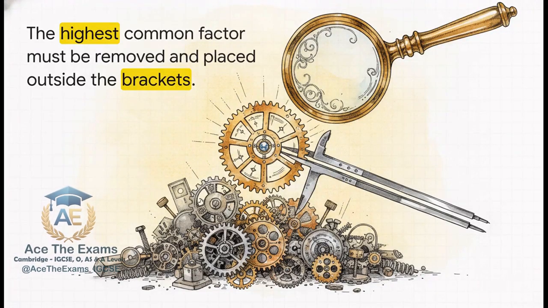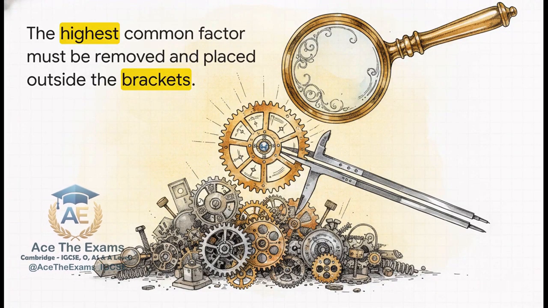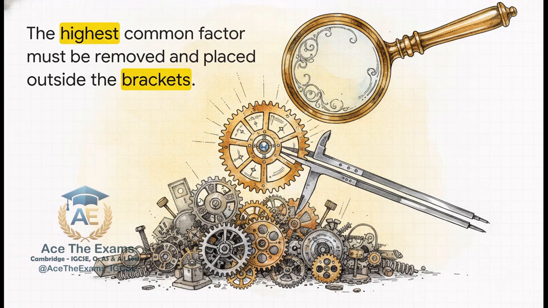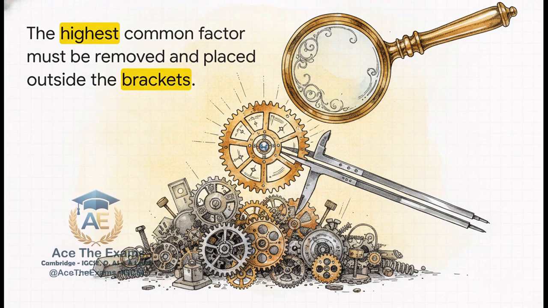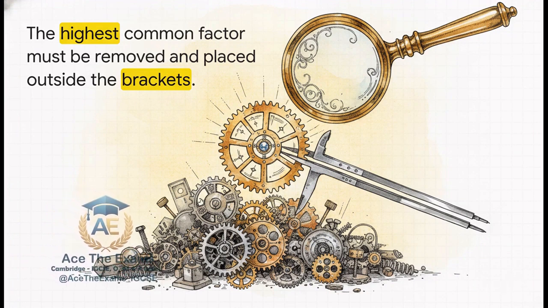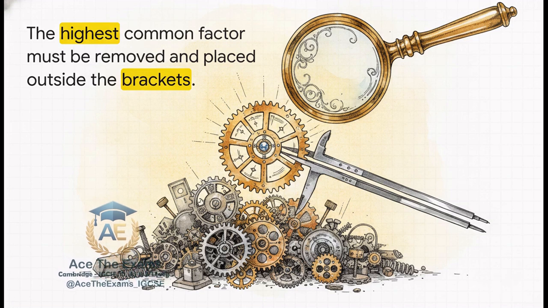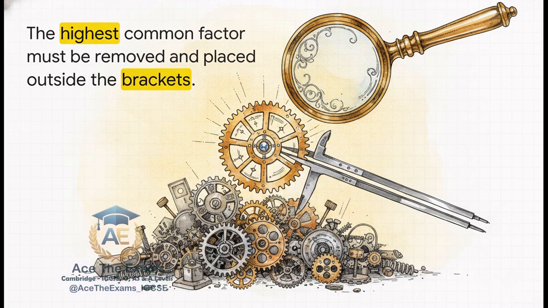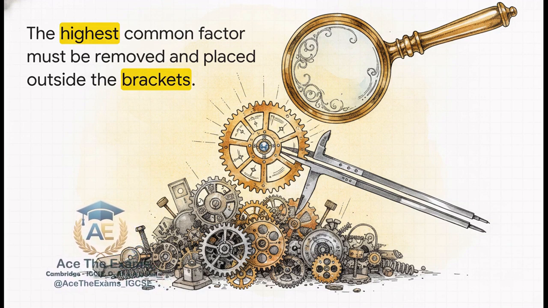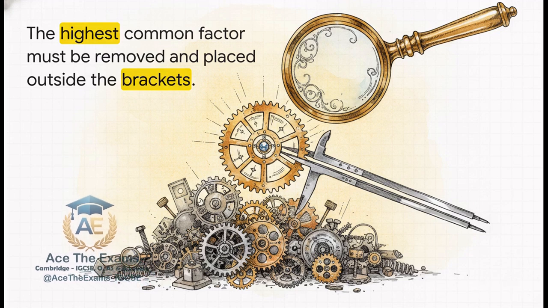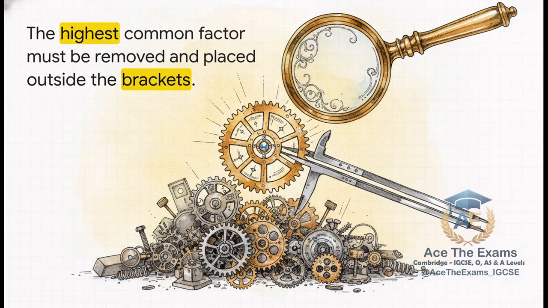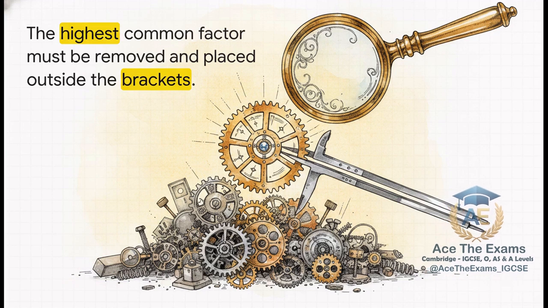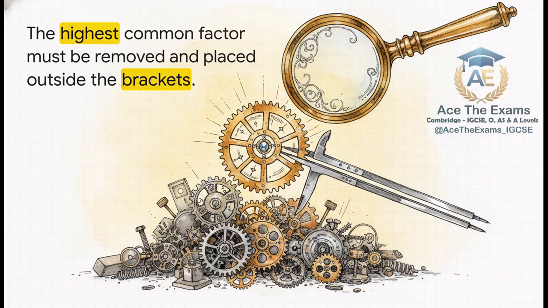Now listen up, because here is the secret to getting top marks on your exams. The one rule you absolutely cannot forget is that you must always identify the highest common factor. For example, if you look at the expression 6x plus 2x squared, the highest common factor isn't just the number 2, and it's not just the letter x either. It's actually 2x. You need both. Extracting that full 2x and placing it completely outside the parentheses, that is what it means to factorize fully.